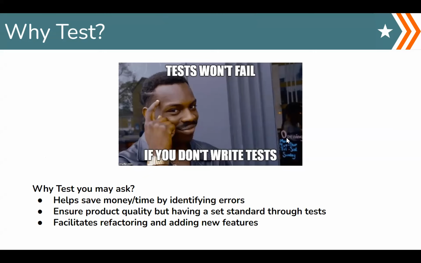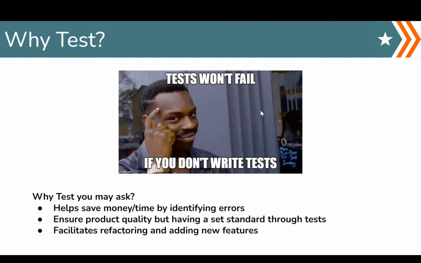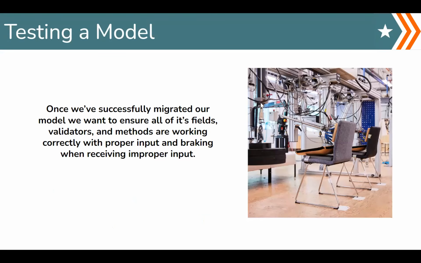So the reason that we write tests is the same logic for why we write tests for our class. Number one, it lets you catch errors before they show up in production, which is a big no-no. It helps you ensure product quality by creating a standard. So if you write tests for all your classes and you write basically similar tests for similar classes, it puts all of them up to the same standard. And it also helps you refactor and add in new features. And it's also not a bad idea to test your functions or classes every time you update them.